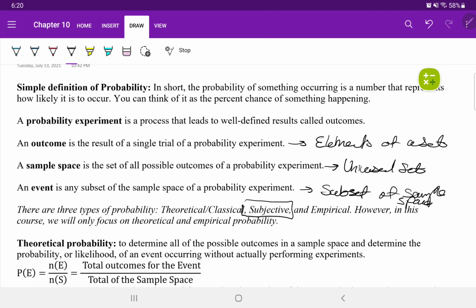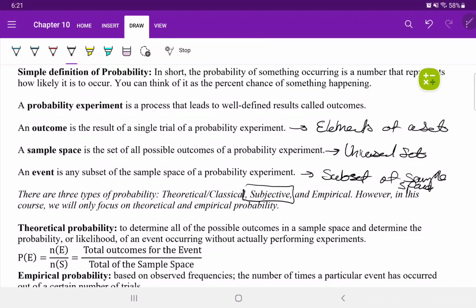For example, when a meteorologist says there's a 40% chance of rain, that is using technology to predict the likelihood of it going to rain. That is subjective because it's based on opinions, it's based on what is being seen in the pattern of the weather. Also, when we predict things such as the score in an exam or how many you got correct, that is subjective because that is more opinion based.